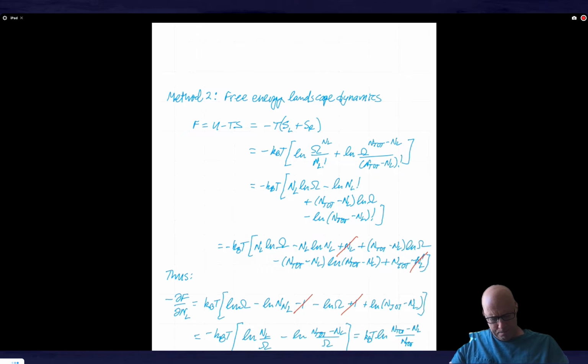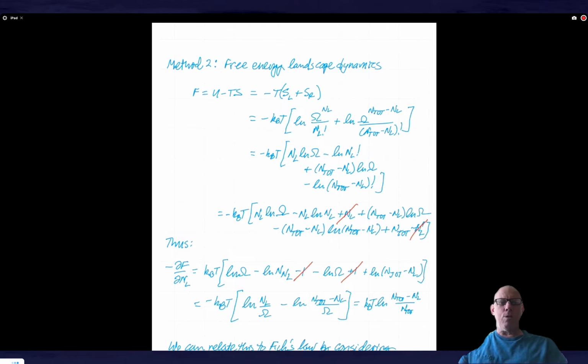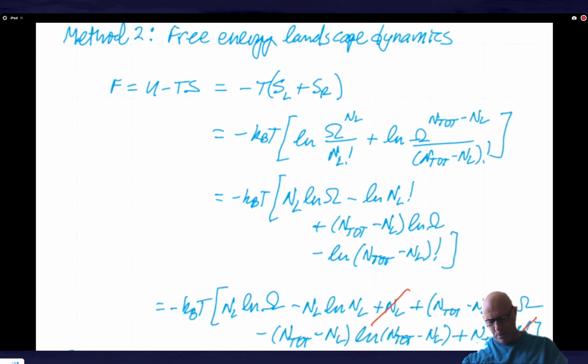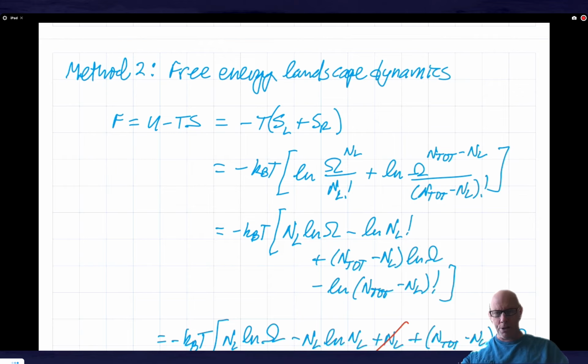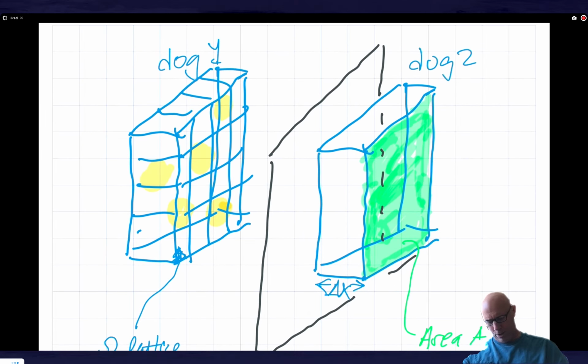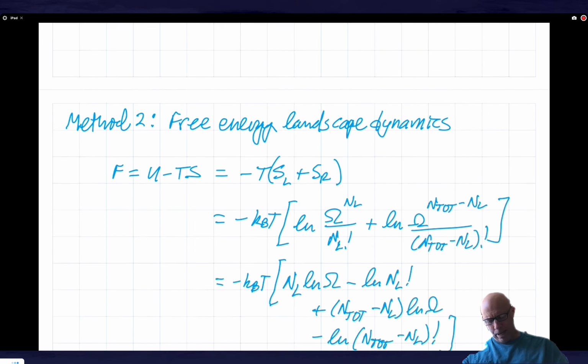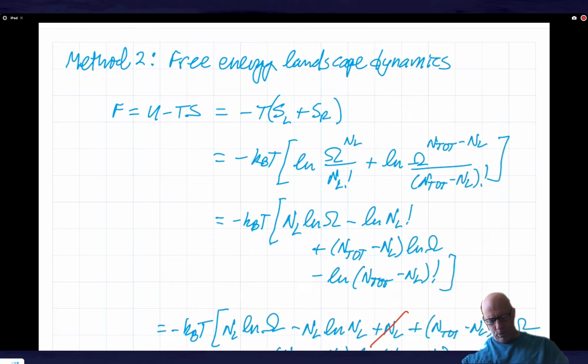So let me now walk you through, and I did the calculation ahead of time because I just didn't feel like making mistakes as I did on the blackboard the other day. So the total free energy of the two dogs. So I've got dog 1 and dog 2. There's omega lattice sites on each one. So the total free energy, I'm going to say, first of all, there is no U. And why?